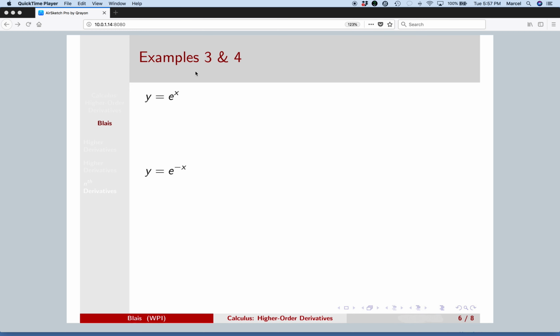y equals e to the x. Well, this one, remember, e to the x, its derivative with respect to x is itself. So if we take a derivative again, nothing's going to change here. The second derivative with respect to x is e to the x. Third derivative, fourth derivative. In general, the nth derivative of e to the x with respect to x is e to the x.